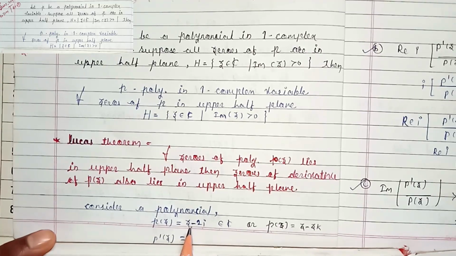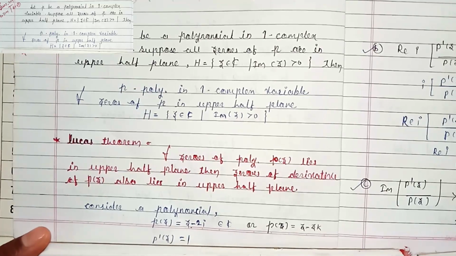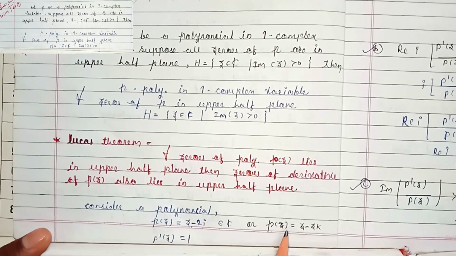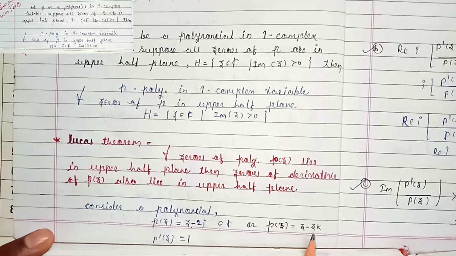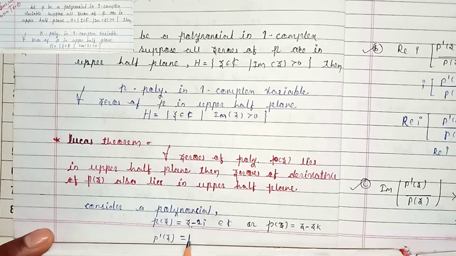Okay, so here we can see that p of z is equal to z minus 2i, which is a one complex variable polynomial, or you may select p of z is equal to z minus z_k in general. Okay, and if you take the differentiation of the polynomial, p dash of z is equal to 1.